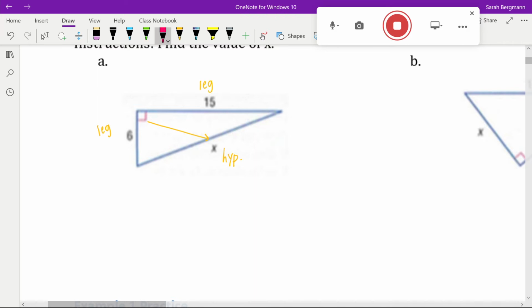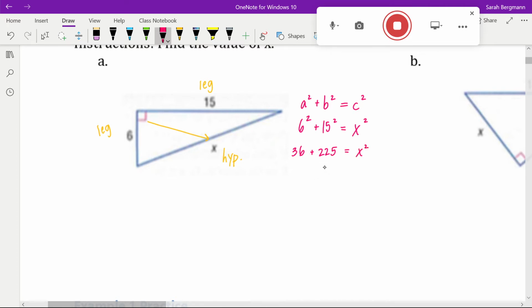So what we need to do is set up the equation. We know A squared plus B squared is equal to C squared, where C is the hypotenuse. So we can plug in 6 for A, 15 for B, and x for C. You could have plugged in 6 for B and 15 for A. It does not matter. Now the next thing we do is simplify. So 6 squared is 36. 15 squared is 225.